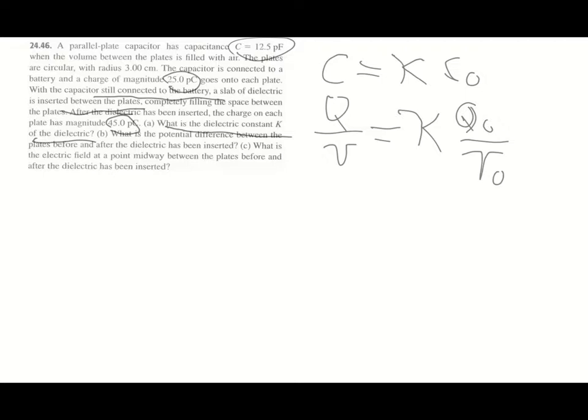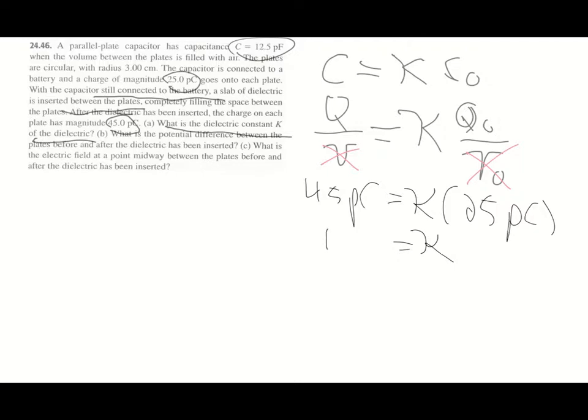Well, the battery is the same. It's going to have the battery on both of them, right? So these two voltages are actually equal, and we can divide them out. We know both charge values from the problem: 45 picocoulombs equals kappa times 25 picocoulombs. I'm just going to divide those two. 45 divided by 25 gives me a kappa of 1.8, and that's my value for the dielectric constant. That's part A.